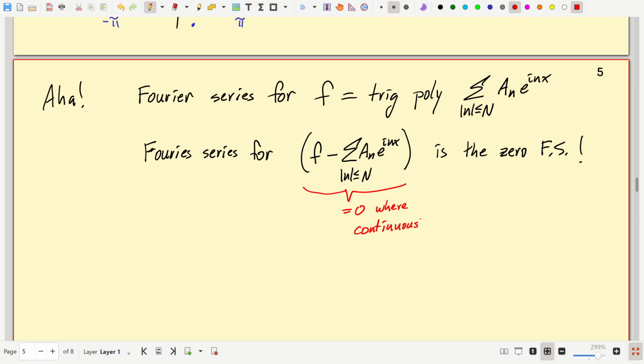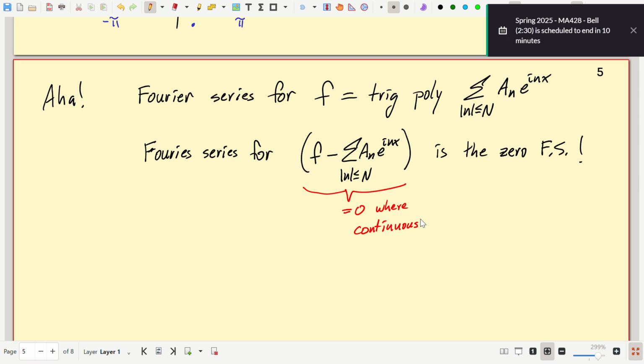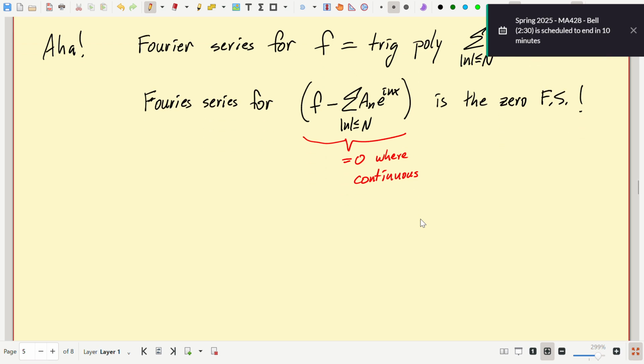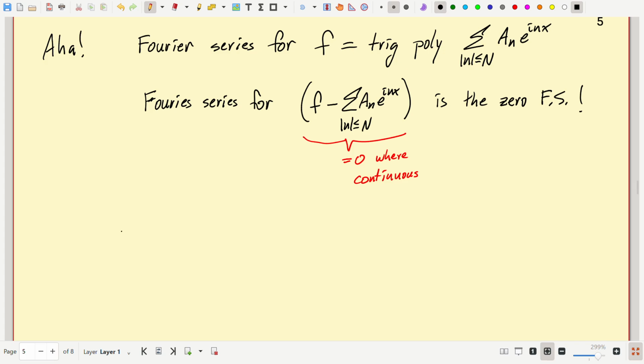Okay, and so I drew that picture there. It means that my f had some weird values that you can just fix. So what we see is that f is equal to this trig polynomial, except at maybe finitely many points. And so you can just fix it there.